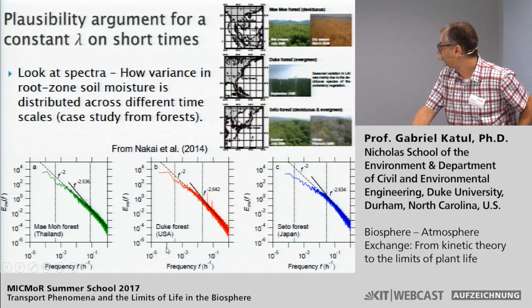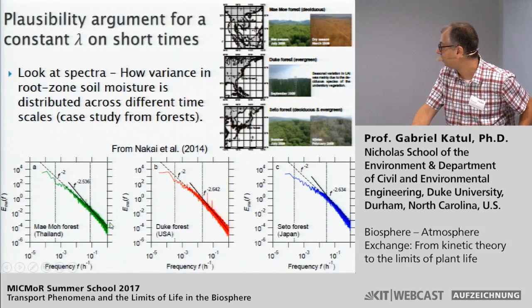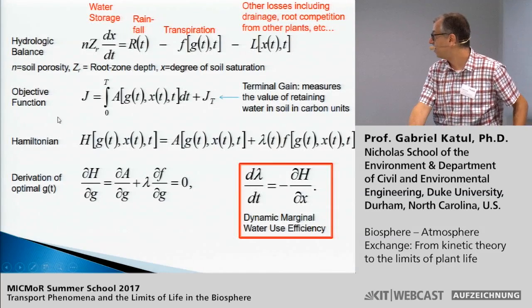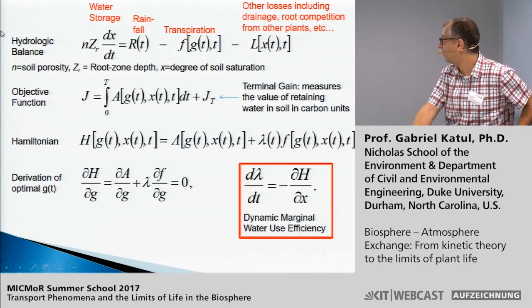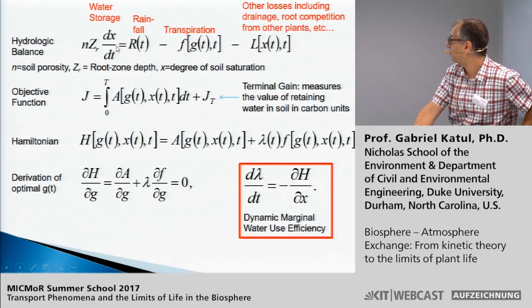Okay, so that might suggest that there is a timescale separation that would allow us to assume that perhaps lambda is constant on sub-daily timescale, but would vary on longer timescales. So with this, Stefano Manzoni decided to revisit the whole problem, but now looking at it from the available water itself rather than transpiration. So he wrote a hydrologic balance that said the rate of change of stored water in the rooting zone is rainfall minus transpiration minus other losses.